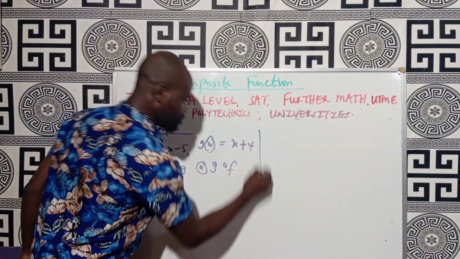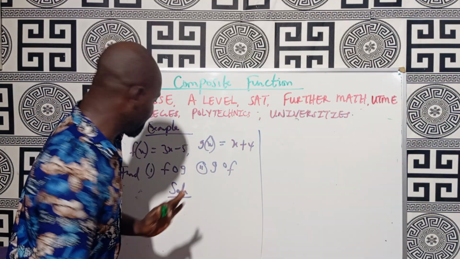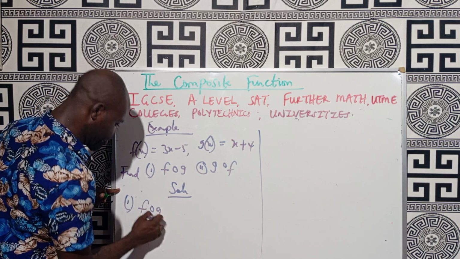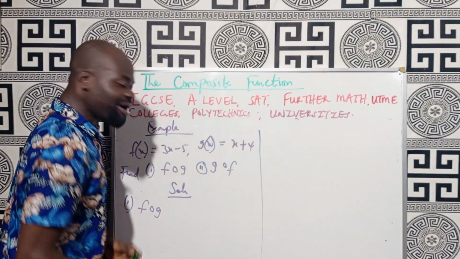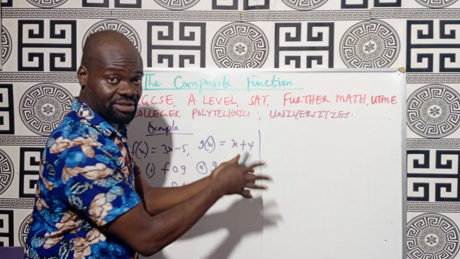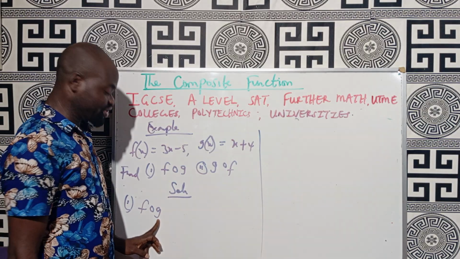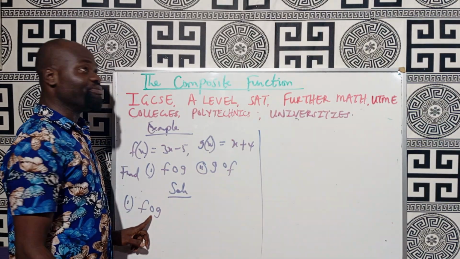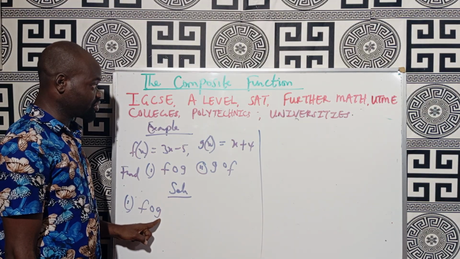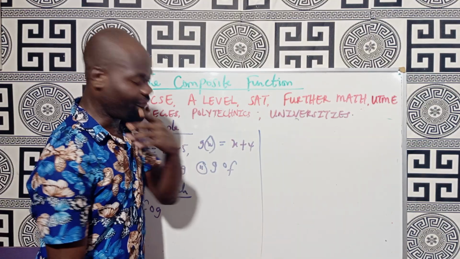Solution. Okay, solution. Very simple and easy. Let's see. The first one is FOG. Do you know what it means? It's like function f, like the diagram I just drew now. Function f, another function g. So O means of. So function of another function. Function of function. So we call it the composite function.